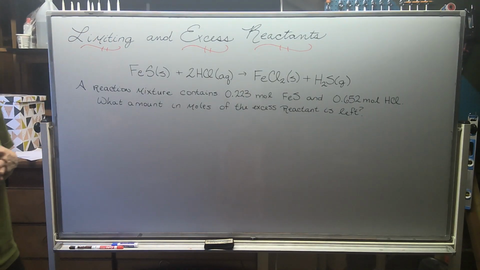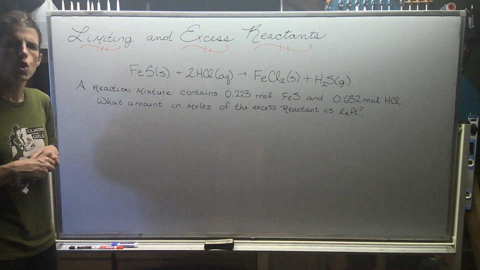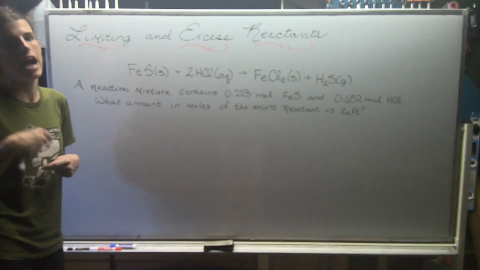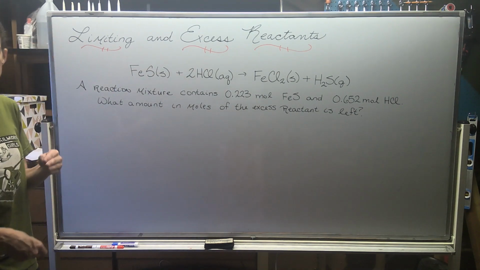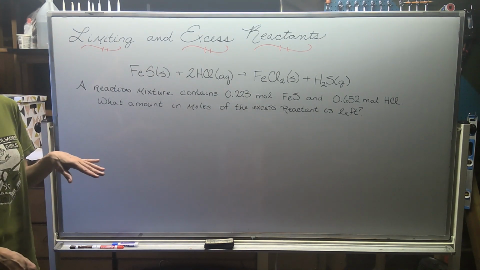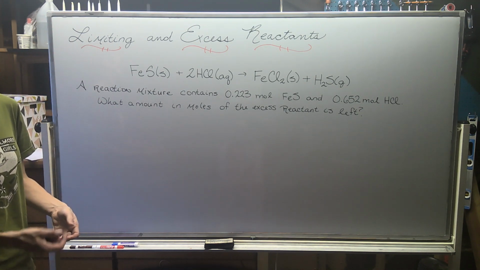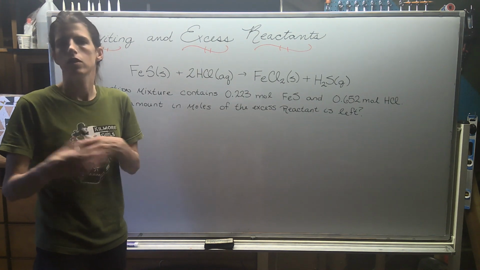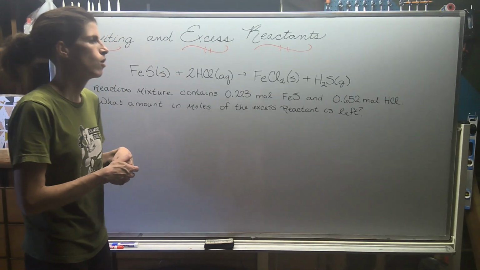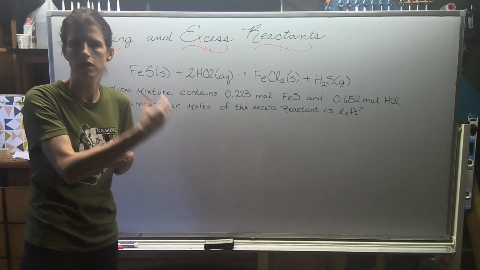Now that we know how to identify the limiting and excess reactant, let's work on problems where we need to calculate how much of the excess reactant is left over. Remember, the limiting reactant is going to run out. We're going to have 0 of that. But we need to also know how much of the excess reactant is left over for purposes of maybe waste, or maybe we need to recover some of that excess reactant and use it again.